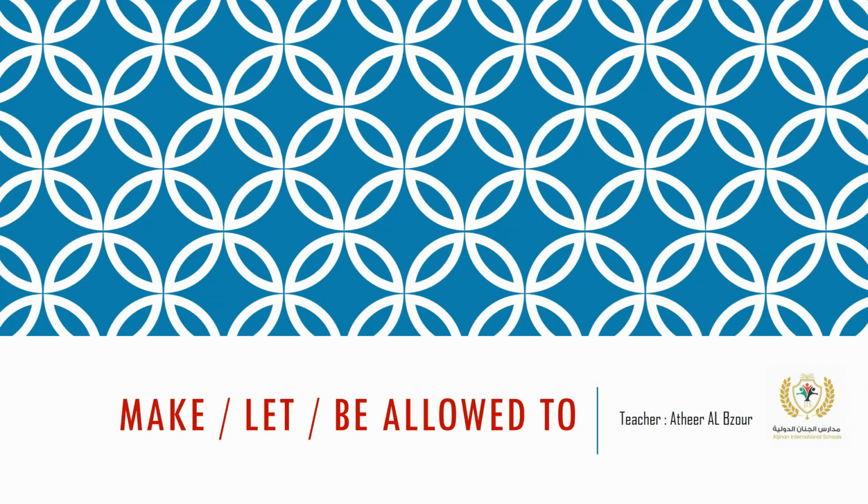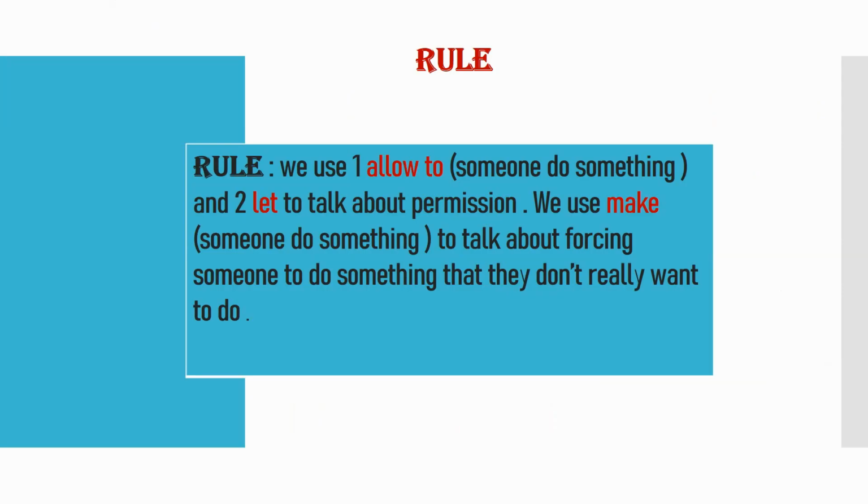In the previous meeting, we discussed a grammar rule, which is make, let, and be allowed to. As we said before, we use allowed to or be allowed to if someone gives you the permission or the possibility to do something. The construction is allow somebody to do something. If the sentence is in the passive voice, the construction will be: be, which is is or am in the present tense, was or were in the past tense, plus allowed, plus to, plus the verb.